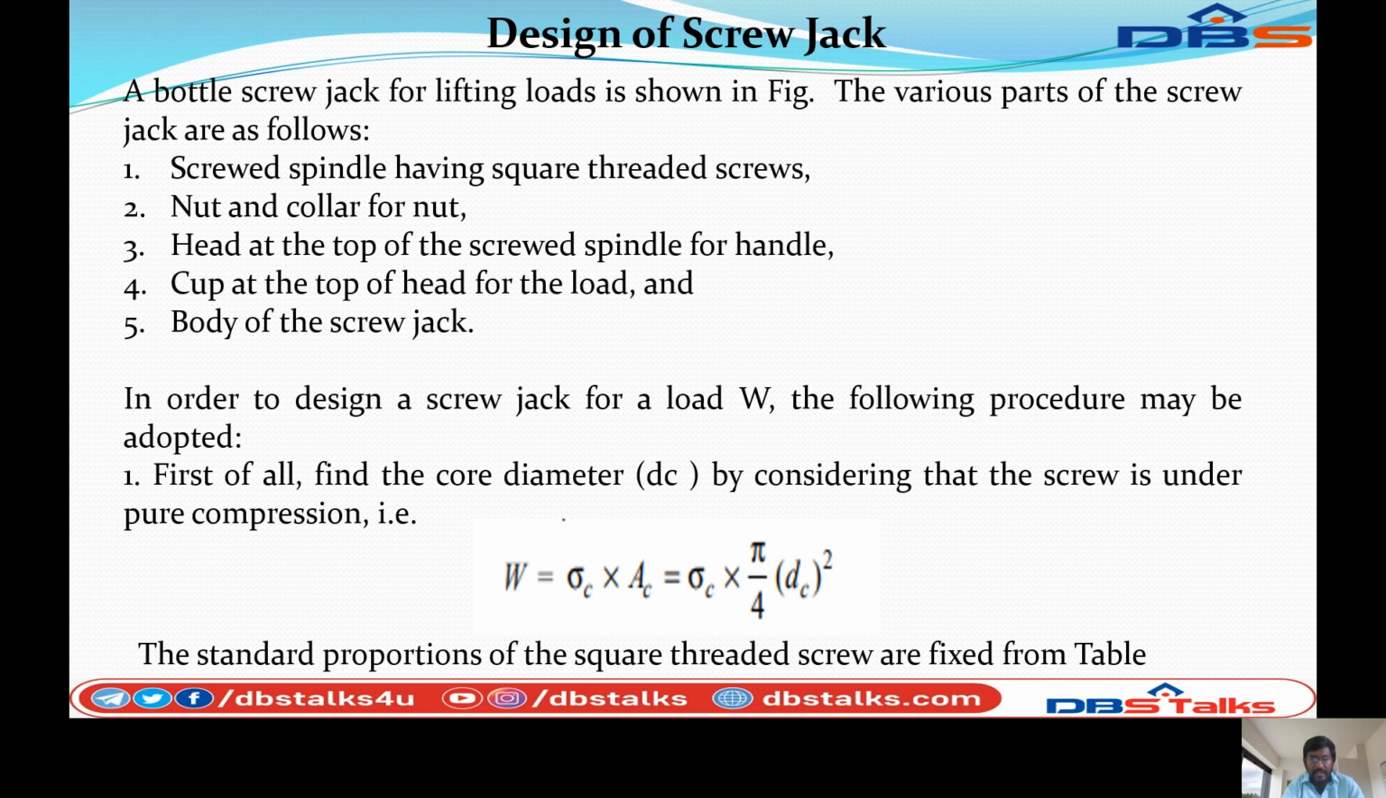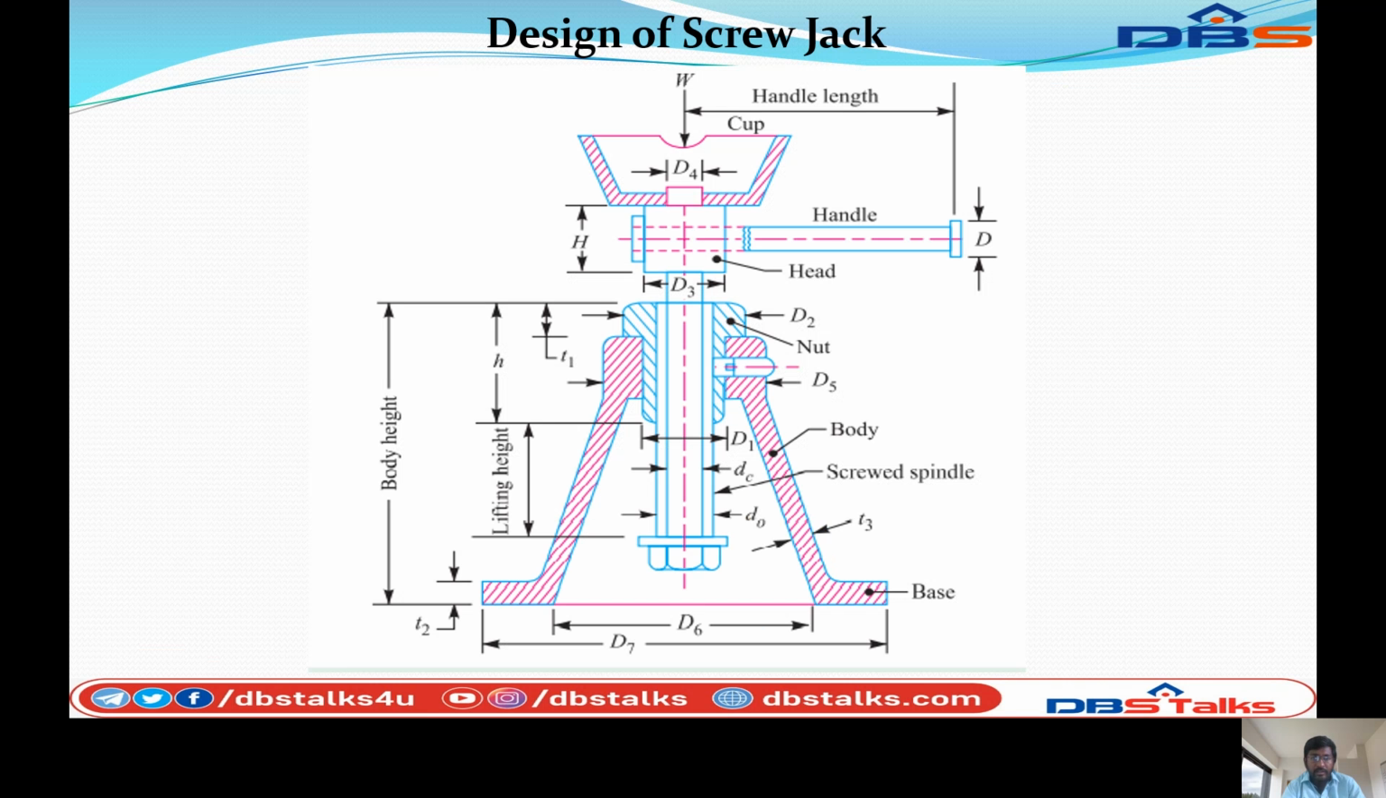Let us see the diagram. So this is the diagram of the screw jack. Body height, lifting height, screwed spindle. This one is the base, a nut, head, handle. The handle is used for rotating, and the cup. So this is the diagram of the screw jack.